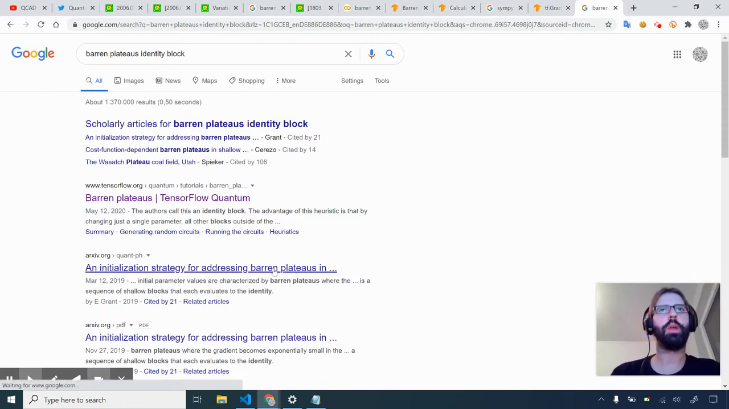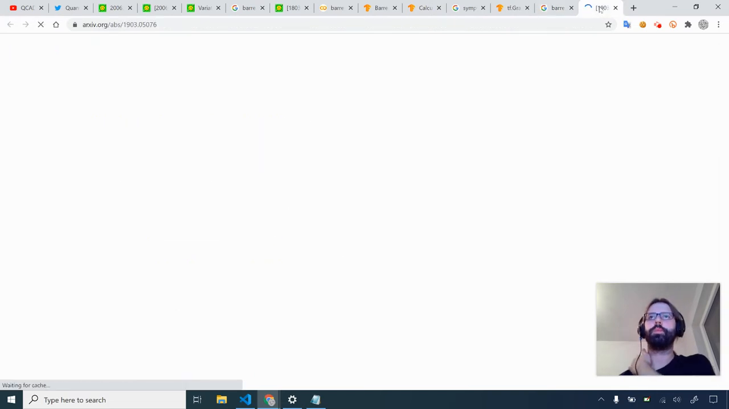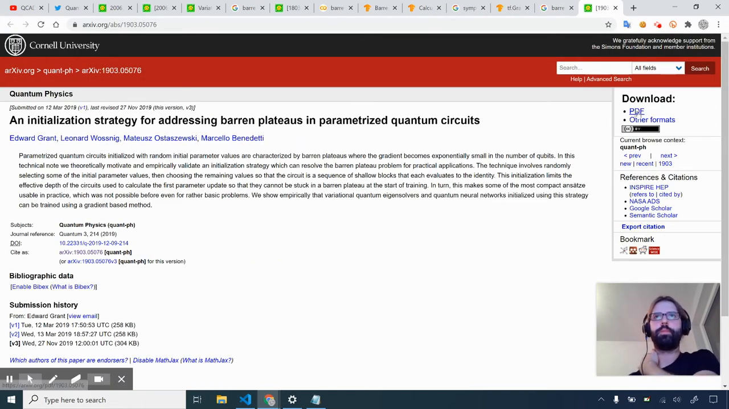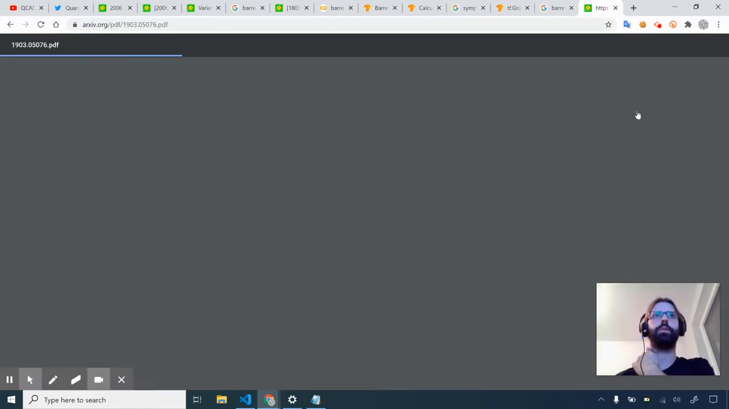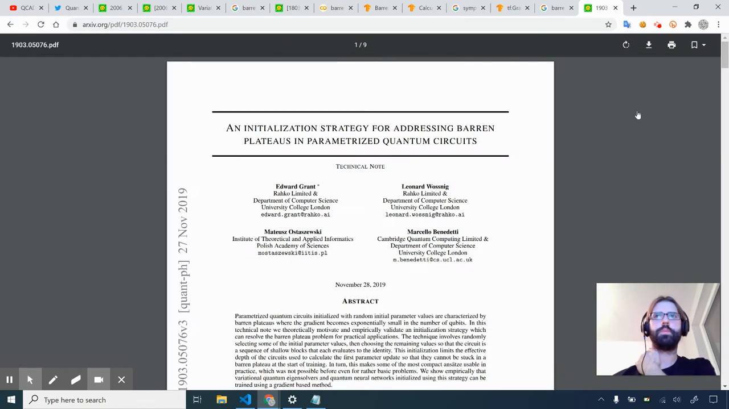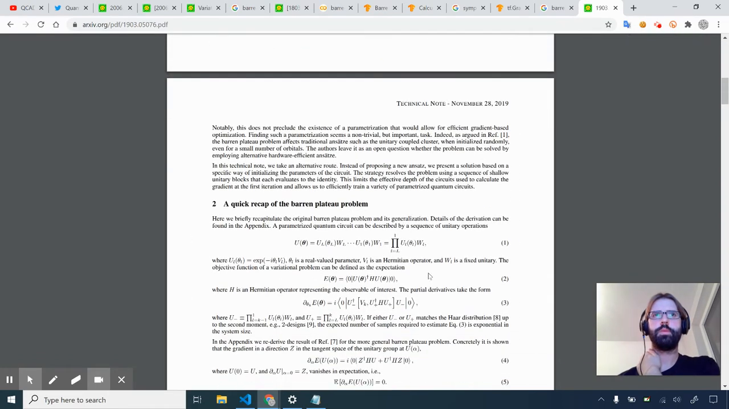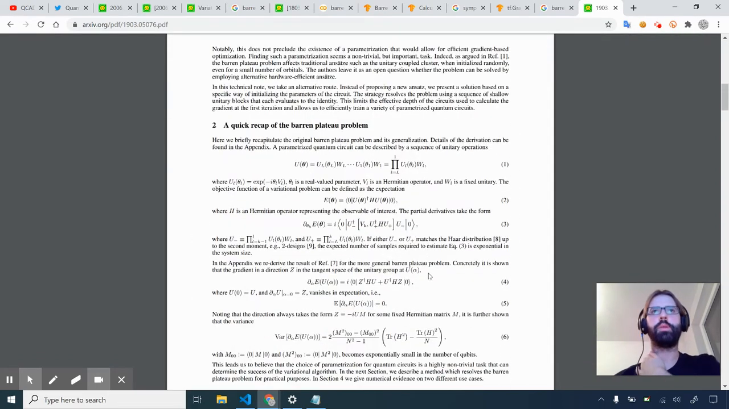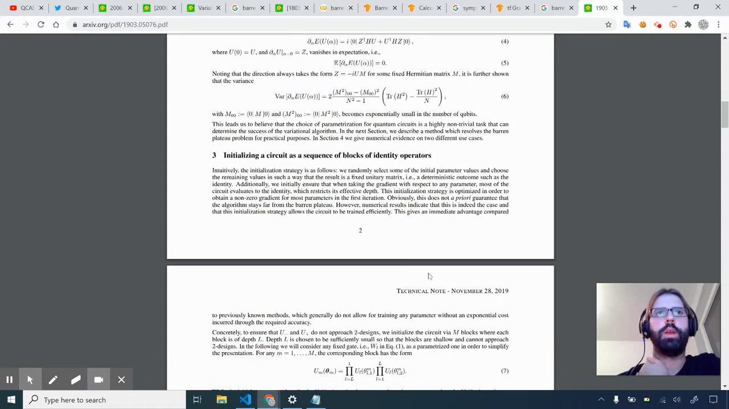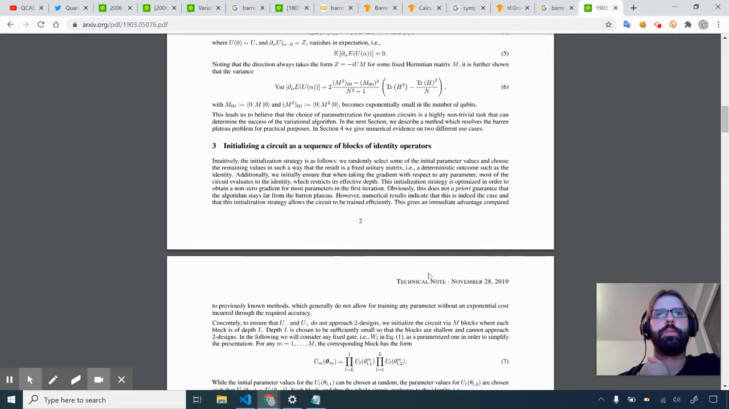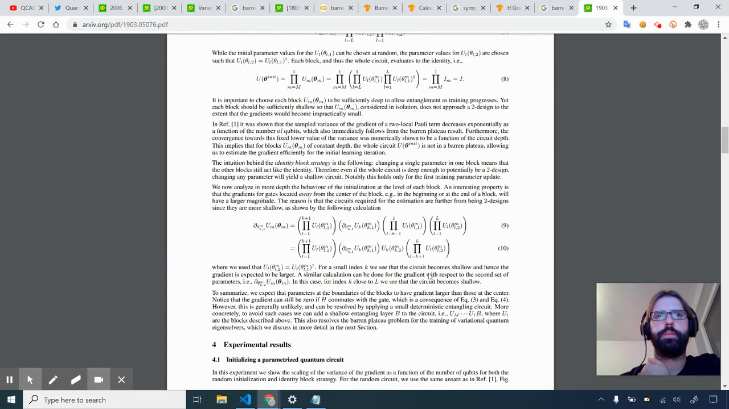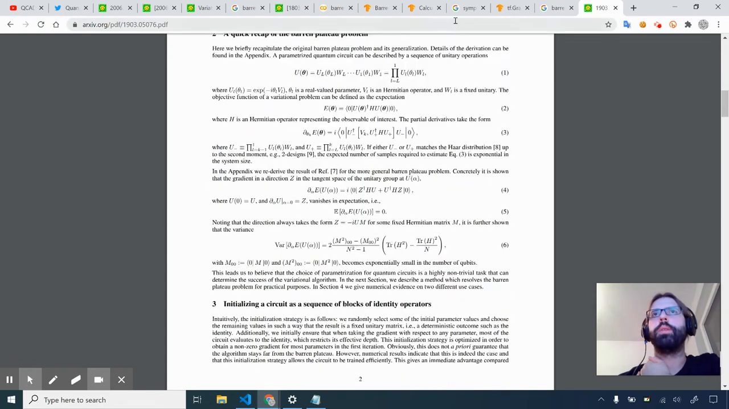So that's probably the actual paper. Oh, there's a quick recap of the Barren plateau problem. Okay, I can go through this. Okay, but let me read that again.